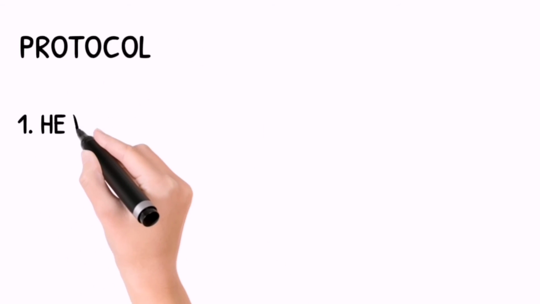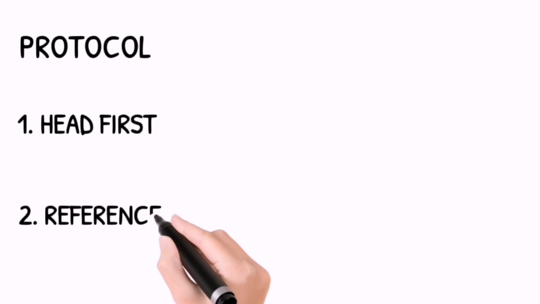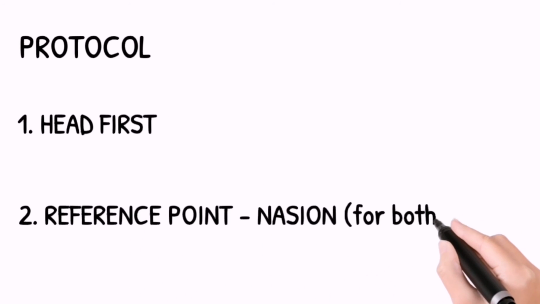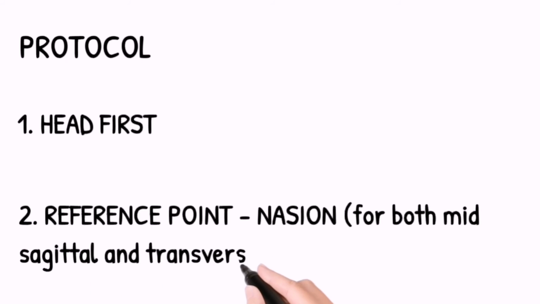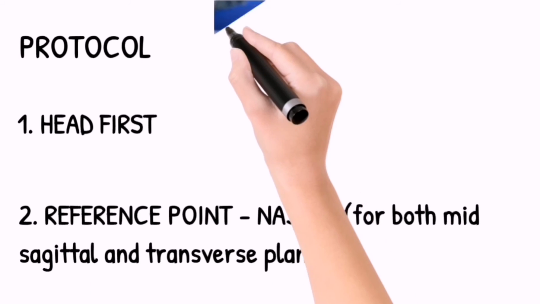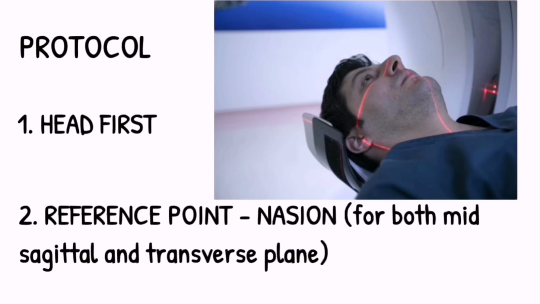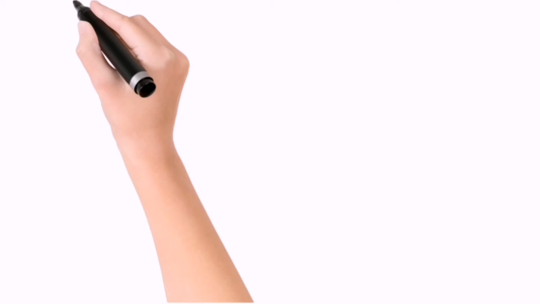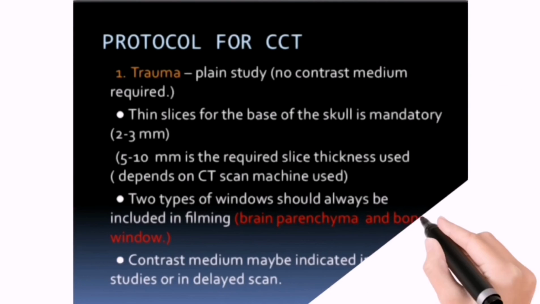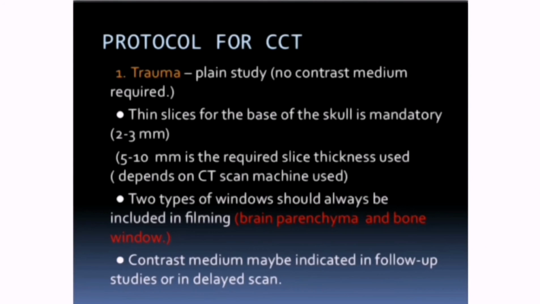The patient positioning or protocol for head CT scan should be head first. The reference point should be at nasion for both mid-sagittal and transverse plane. The following are the protocols used for a head CT scan or cranial CT scan.